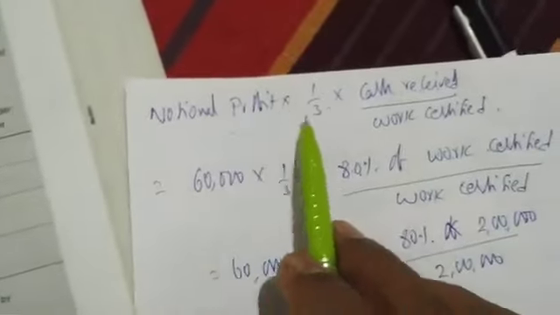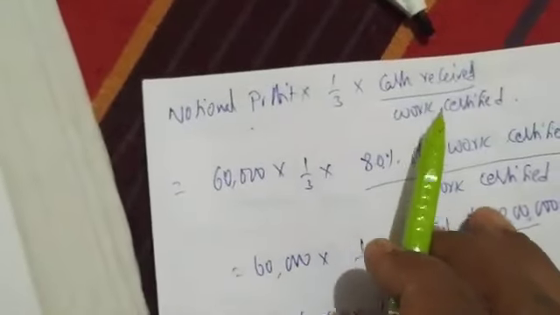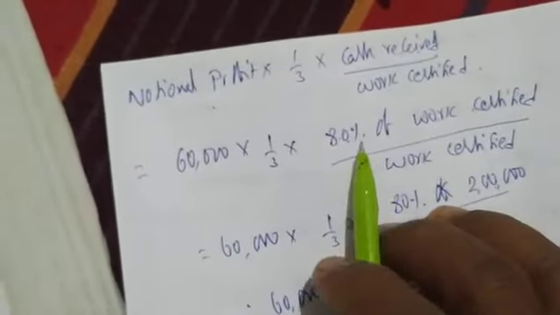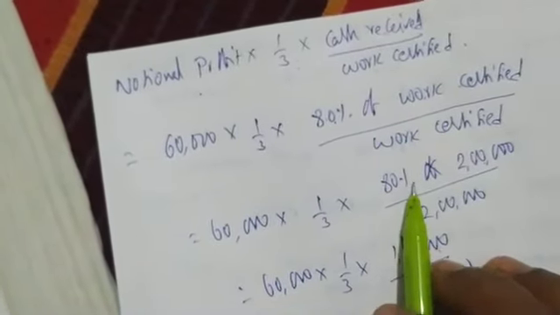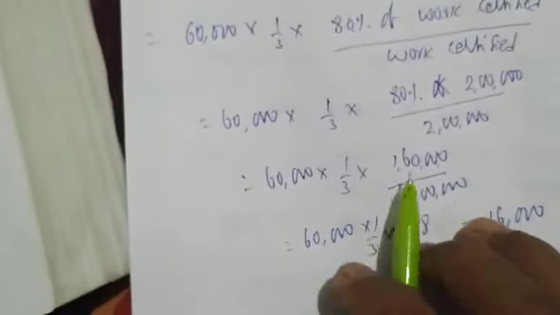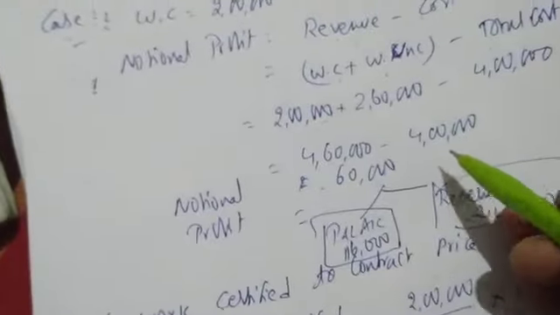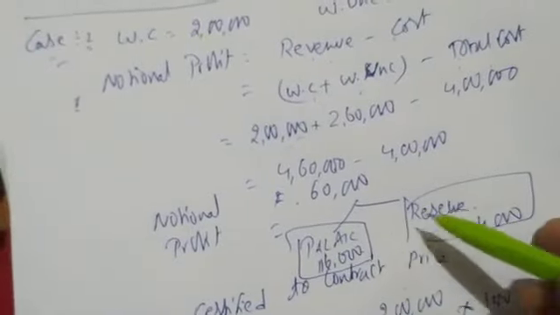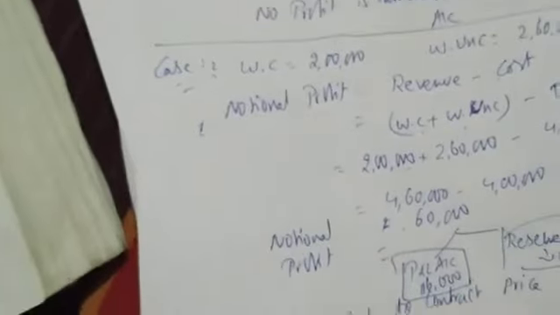This formula is important. How do we get 1 by 3? Because work certified percentage to contract price is 25%. On 25%, we have a formula: notional profit into 1 by 3 into cash received. Again, cash received we don't know. How did we find out? 80% of work certified divided by work certified. So 80% of 2 lakhs is 1,60,000 divided by work certified, 2 lakhs. And 60,000 into 1 by 3 into 1,60,000 divided by 2 lakhs, we are getting 16,000. From the 60,000 notional profit, we have to transfer 16,000 to profit and loss account and the balance to reserve. Okay, so simple. This is important.